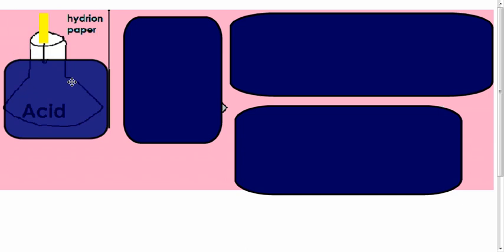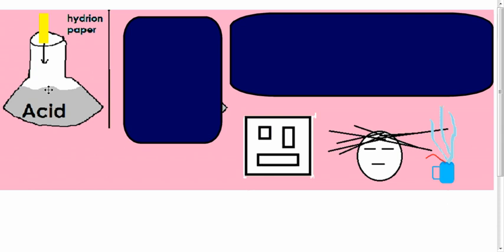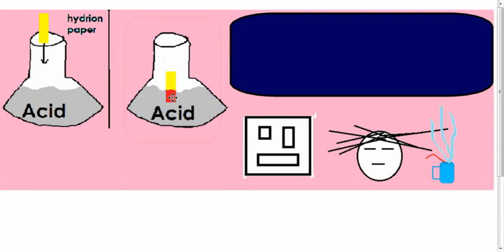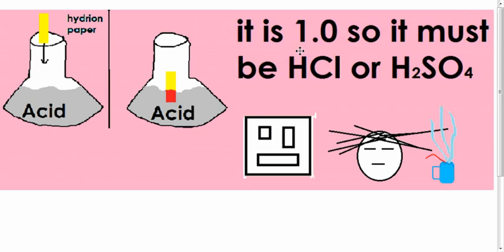Now, to get back to solutions, let's say Dr. Square and Crazy Hair put some pH paper into the solution, and they get a reading. If it's a 1, then they know it has to be a really strong acid, like HCl or H2SO4.